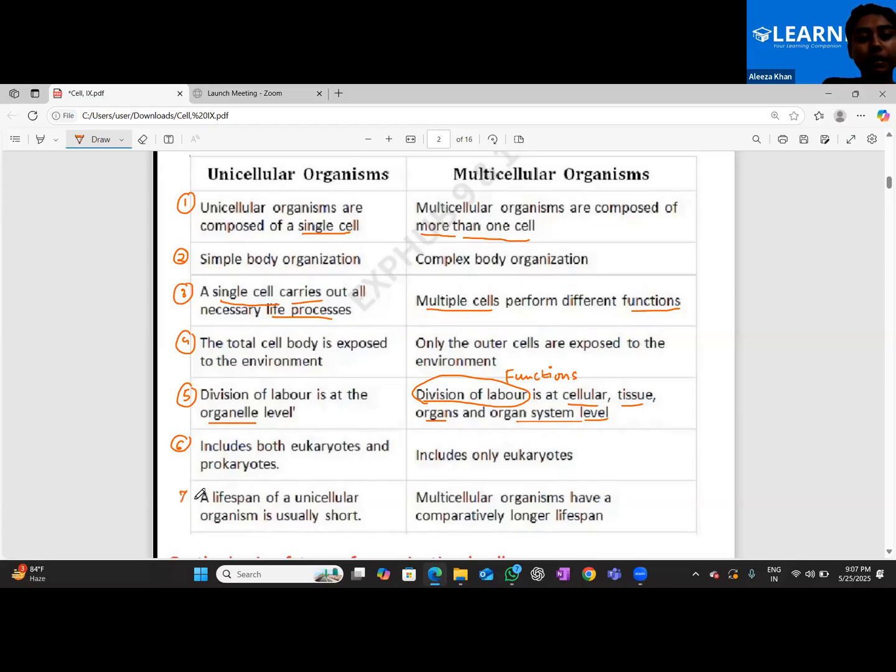Also, the seventh point, the lifespan is short. If you can see, the functions are performed only at the organelle level, so they don't have multiple organs to perform a specific function. Hence, their lifespan is short. Here, all the functioning takes place through only a single cell. That's why the lifespan is short. But if we compare them, the lifespan is longer in the multicellular. Are these points clear to you, Abdullah?